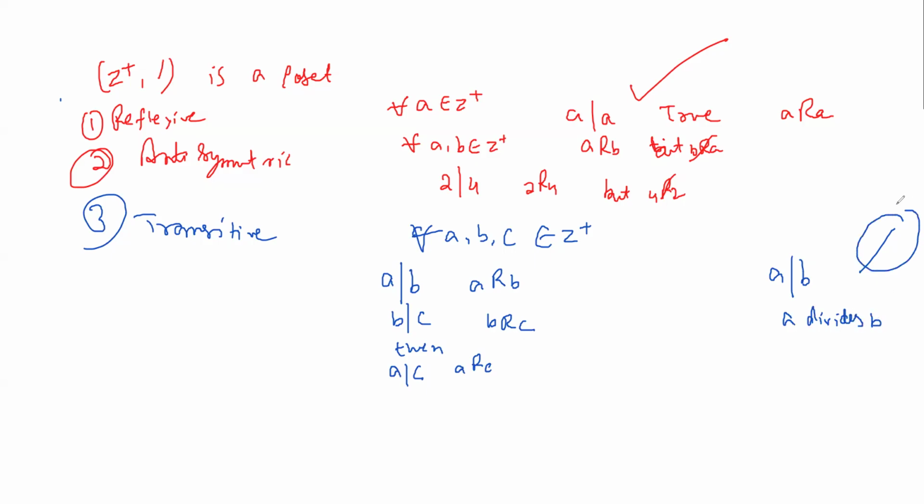This other symbol is used in set theory. A minus B. Okay. Example: 2 divides 8 and 8 divides, let's suppose, 40. Anything you can take. Then 2 divides 40. Satisfies the transitive property. Right? This is a poset.